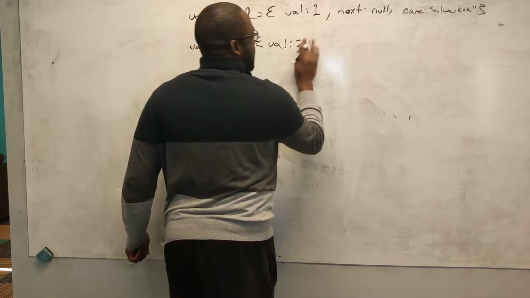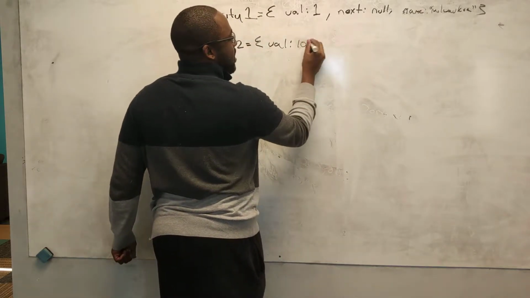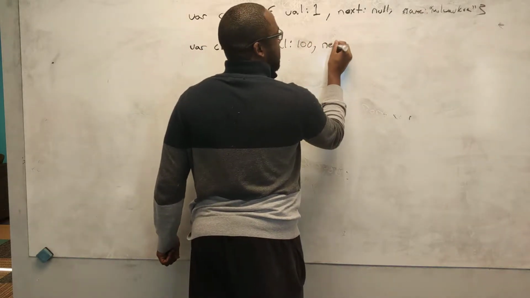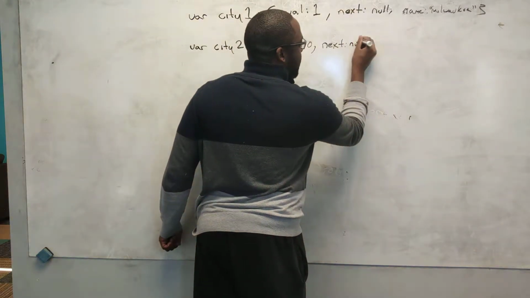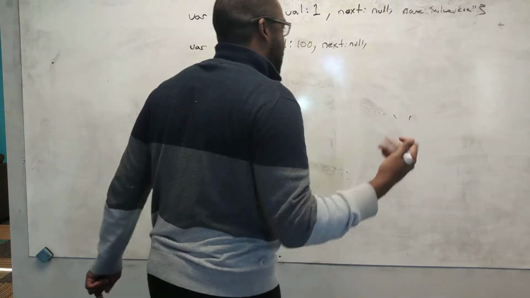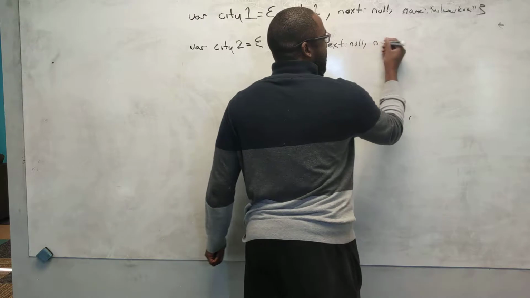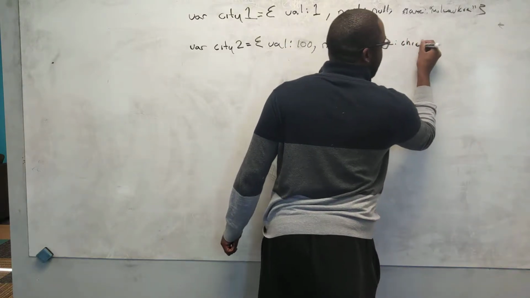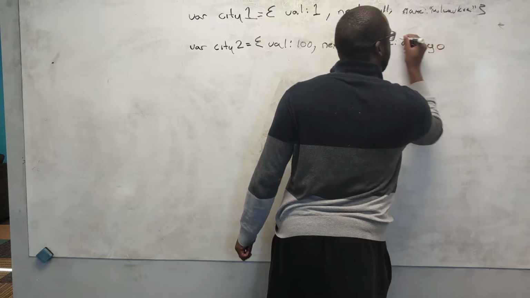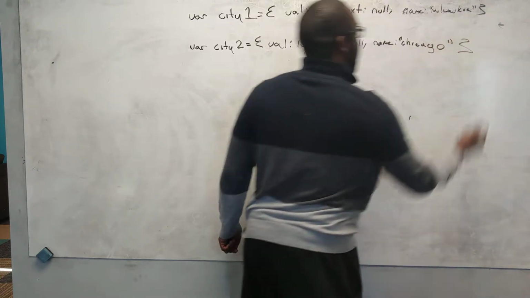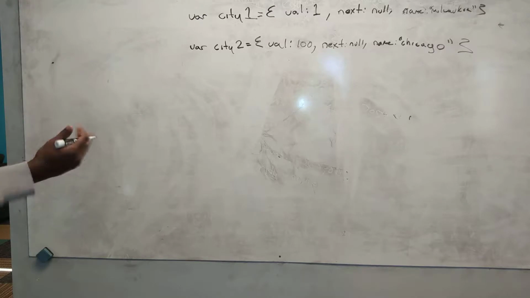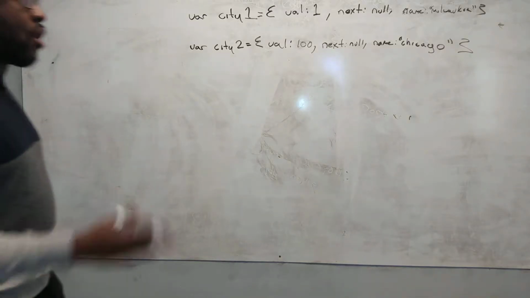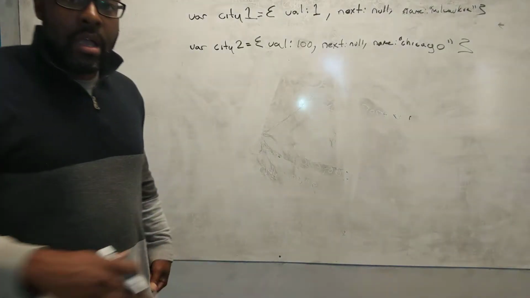equals maybe 2, and let's do another value. Let's do 100, and let's do next. Its next will also equal null, because we're going to start them off without knowing each other, and we're going to say name of this city equals, I don't know, Chicago. Okay, perfect. So right now, all we have is 2 objects that have no relation to one another, right?